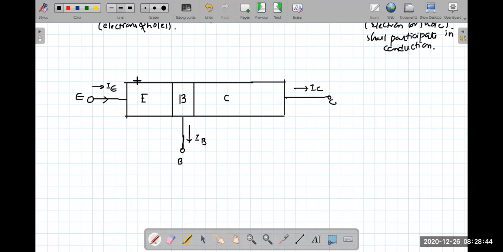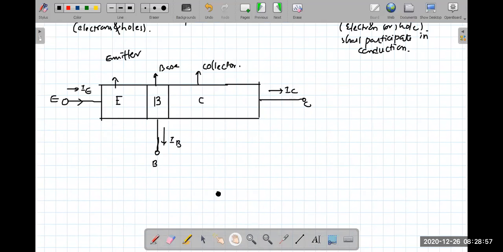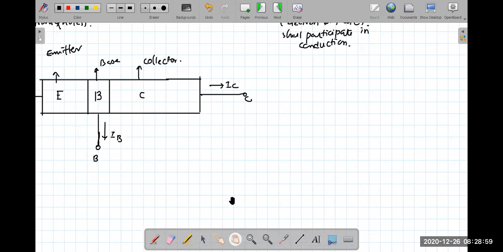Here, so here the names are emitter, base, collector. Yeah, we'll talk about it. Why are they of unequal lengths? Just wait for a while.